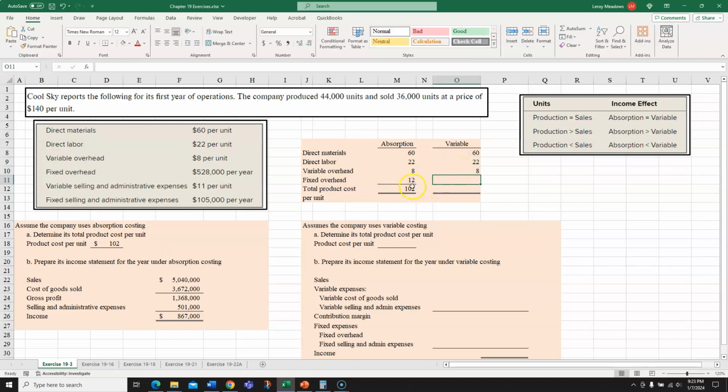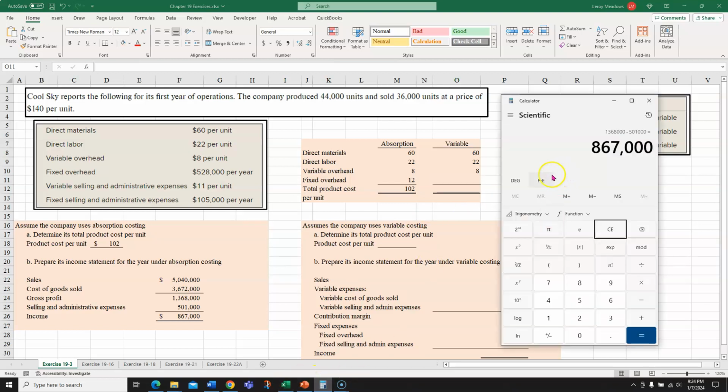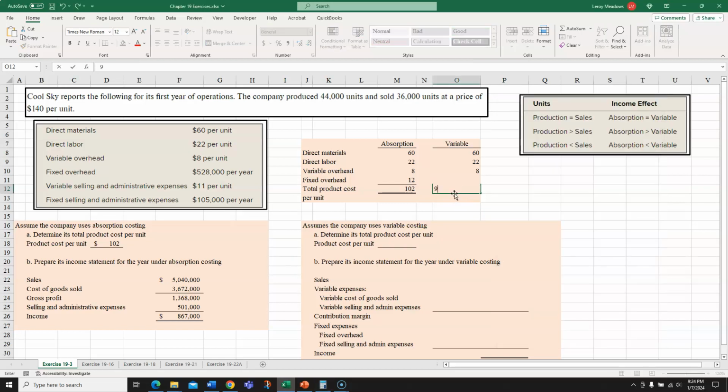Now remember, fixed overhead is treated as a period expense under variable costing. So we're going to expense that off in its entirety. If we're going to expense it off, it's not going to be included in the product cost under variable costing. So when I compute my product cost per unit using variable costing, it's going to be 60 plus 22 plus 8, which is $90. So my total cost per unit under variable costing is $90. Let me go ahead and put that over here as well.